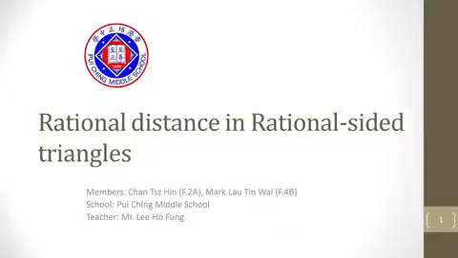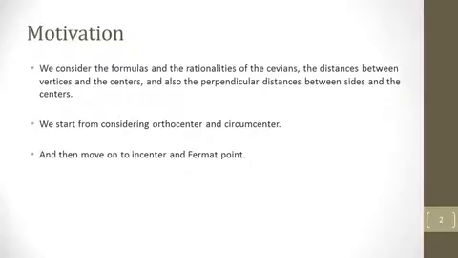Today our topic is rational distance in rational-sided triangles. In this project, we consider the formulas and the rationalities of the distances between vertices and the centers, and also the perpendicular distances between sides and the centers. We start from considering the orthocenter and circumcenter, and then move on to the incenter and Fermat point.